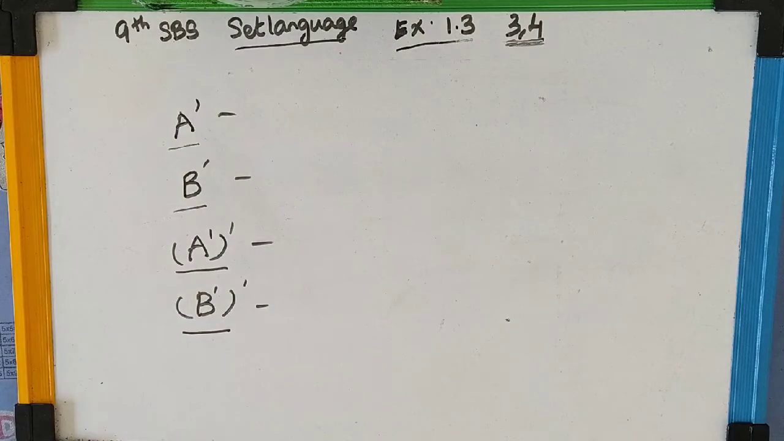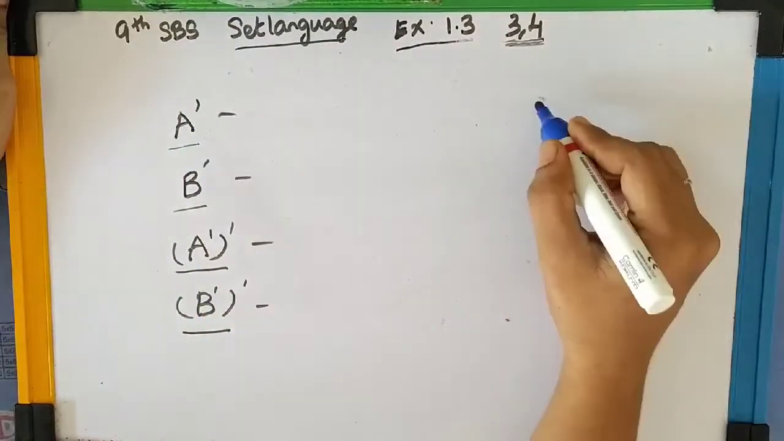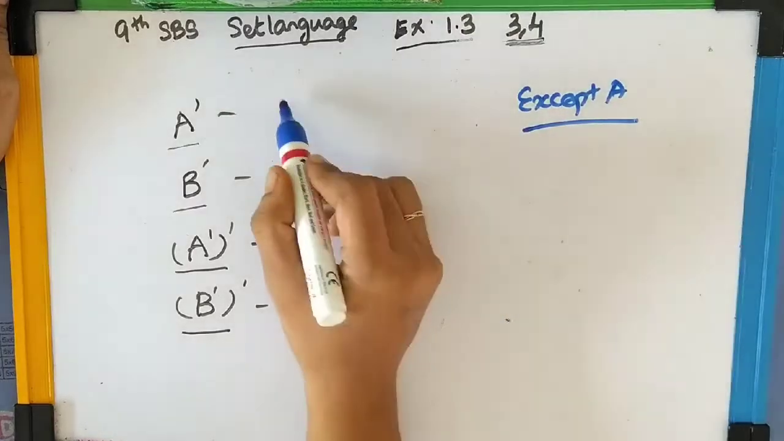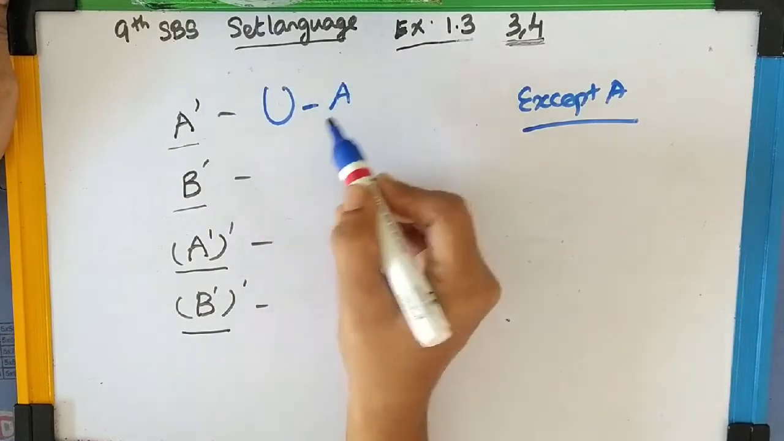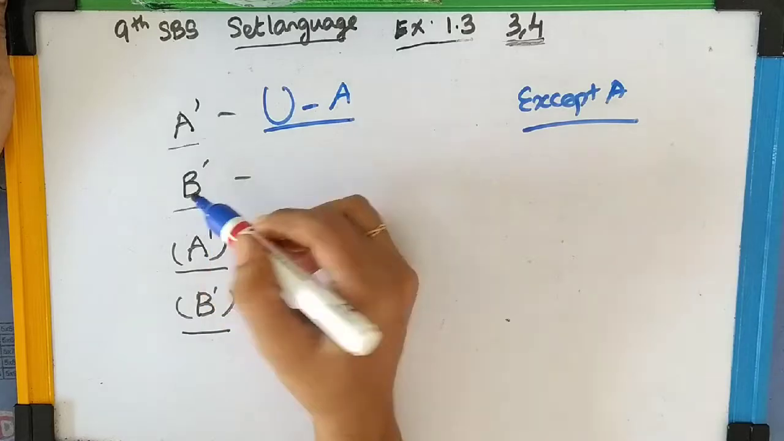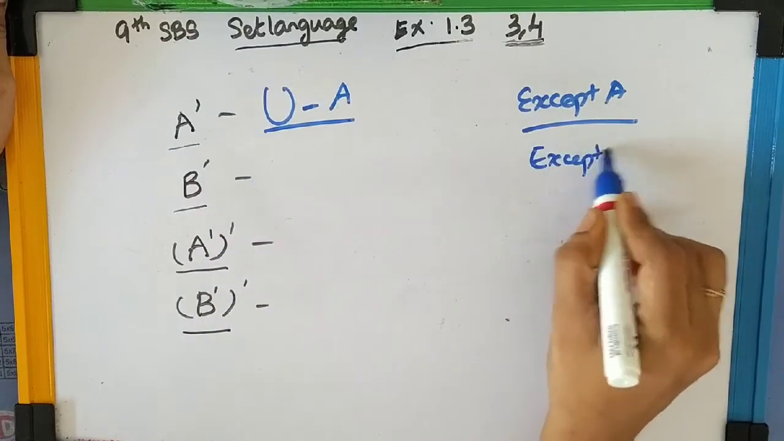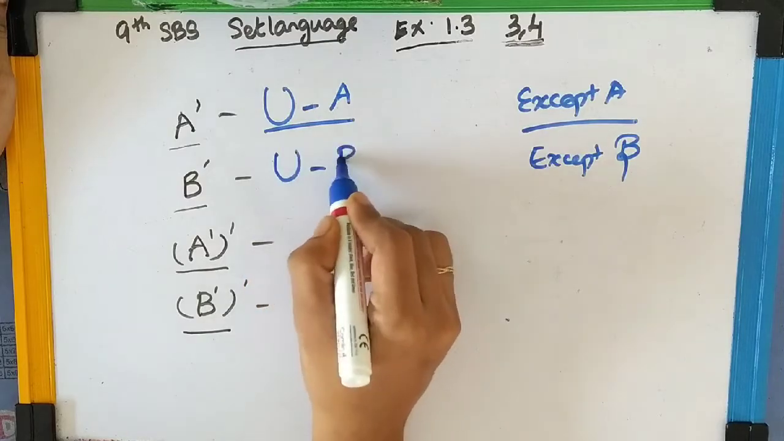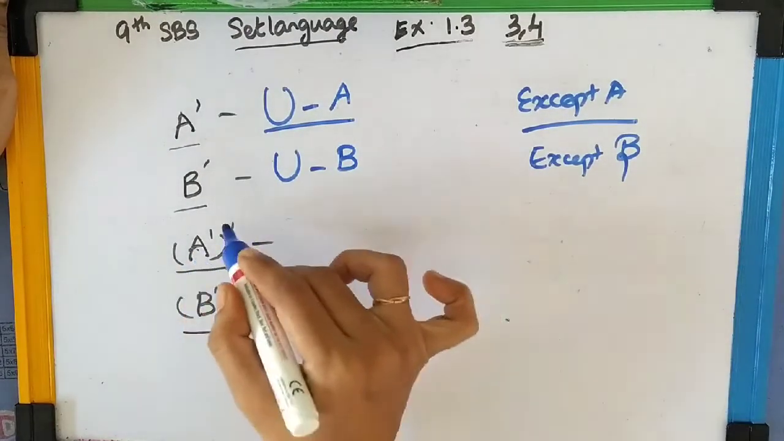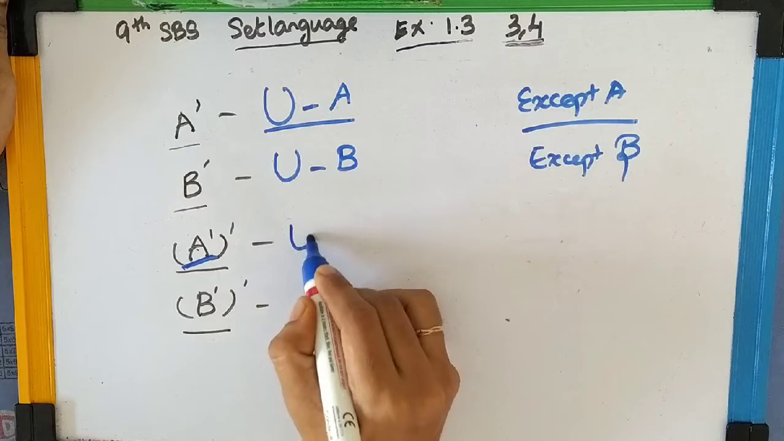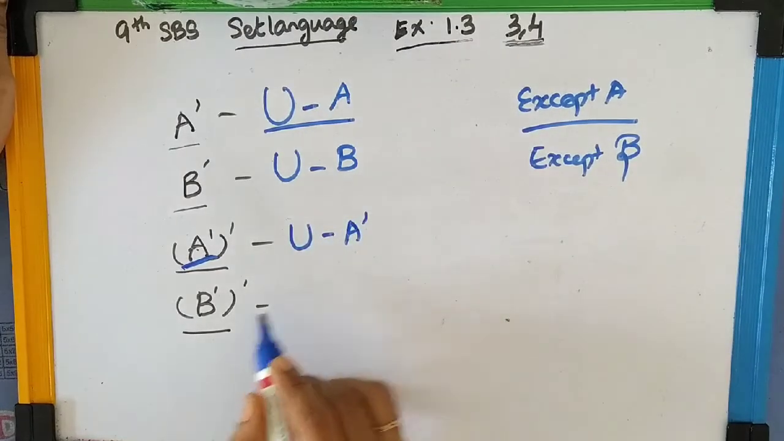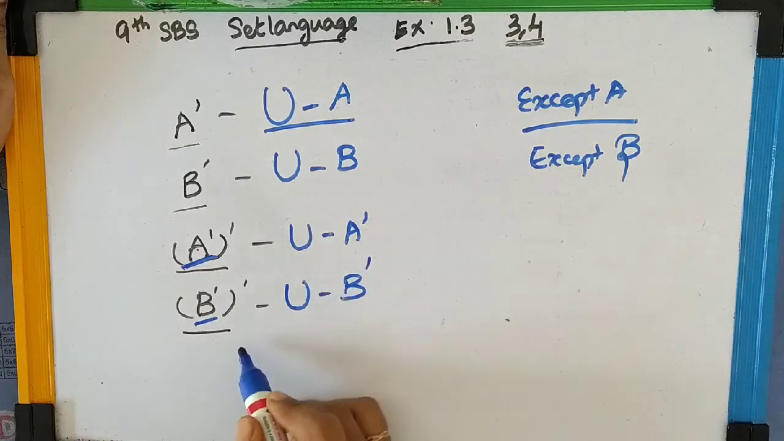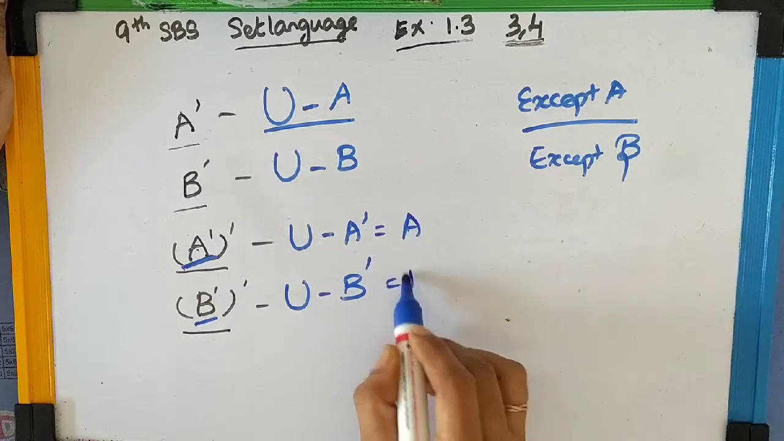First, what is A dash? A dash is nothing but except A. So what is the meaning of A dash? Except A, that is the universal set minus A. What is B dash? Except B, that is the universal set minus B. Now what is A dash the whole dash? That is the universal set minus A dash, that is except A dash. What is B dash the whole dash? Universal set minus B dash, that is except B dash.